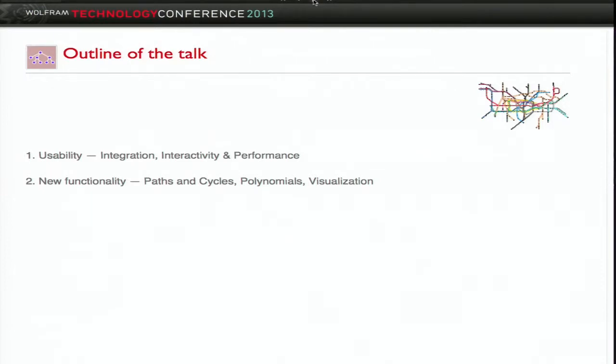And in the same spirit of Mathematica and all other areas, we added new functionality. What we focused on essentially was paths and cycles, and we also introduced visualization, which I'm going to talk about. Hopefully we'll also have polynomial and other more mathematical-based functionality for some of the people who like them.